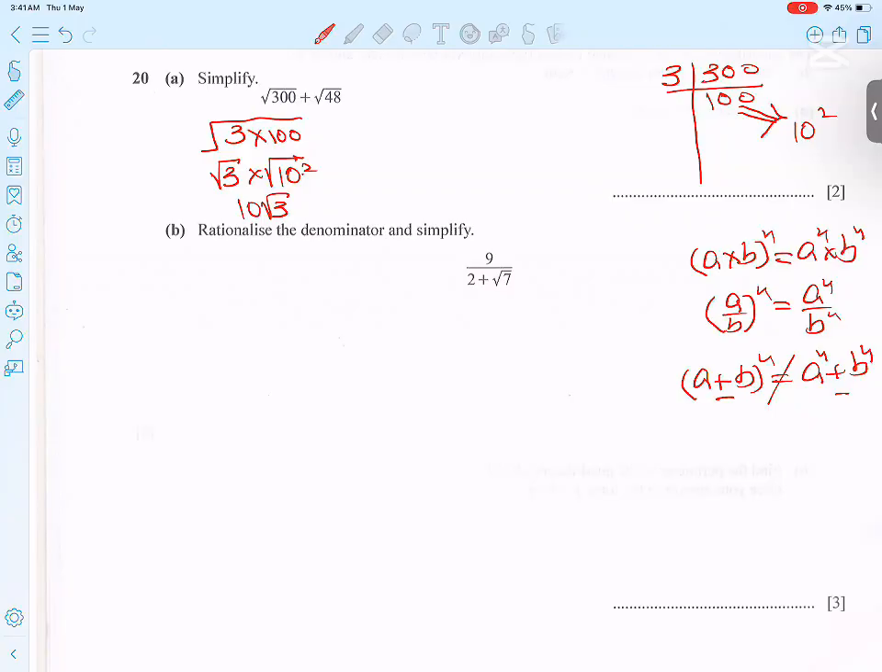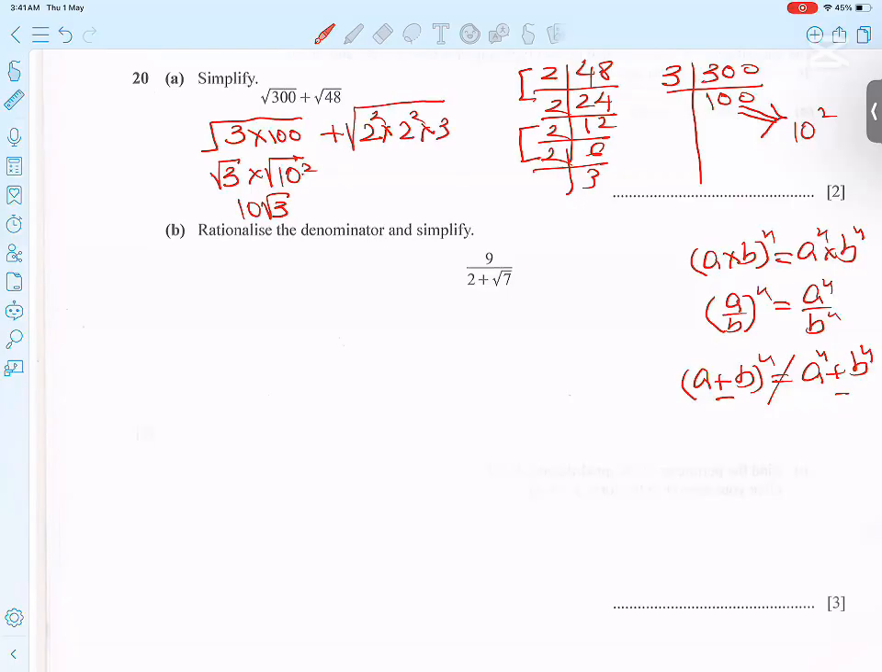Okay, now let's talk about the second part, 48. Though we have many ways to do it, let's say, for example, 2 times 24, 2 times 12, 2 times 6, 2 times 3. So one pair, second pair. So 2 to the power 2 into 2 to the power 2 into 3. So I can split 2 to the power 2, this one and this one, and this 3 alone. So this turns out to be 2 from here, and 2 from here, and root 3 as it is.